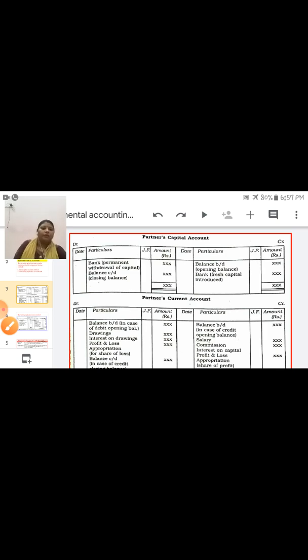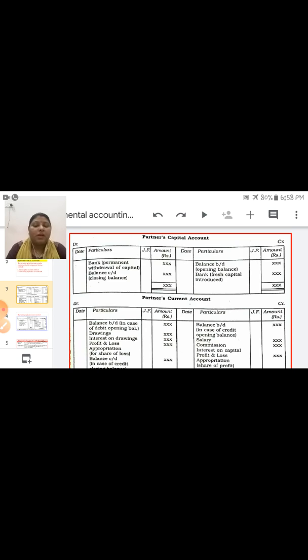In partners capital account, first of all you have to do one correction in this format. This is the NCERT format, from the NCERT book. You have to maintain 2 columns of amount or 3 columns of amount according to the partners given in the question. If there are 2 partners, maintain the 2 columns. If there are 3 partners, maintain the 3 columns. Now start with the partners capital account.